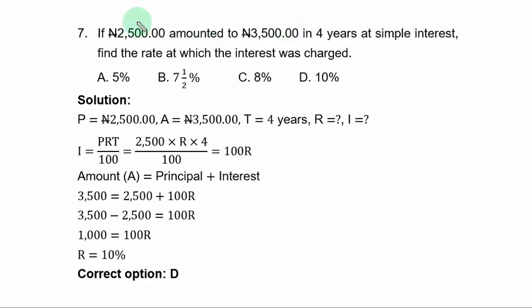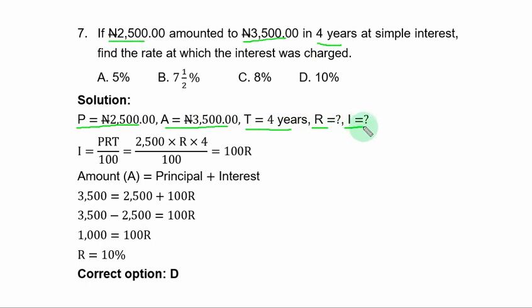Question 7. If 2,500 naira amounted to 3,500 naira in 4 years at simple interest, find the rate at which the interest was charged. From the question, principal is 2,500 naira. The amount, which is principal plus interest, is 3,500 naira. The time is 4 years.